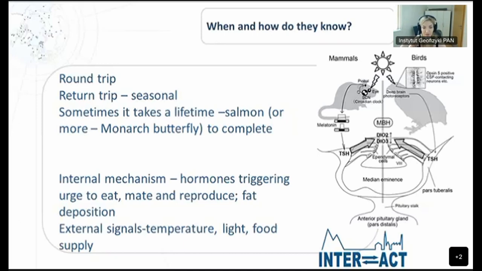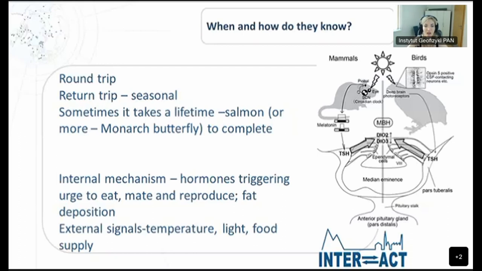or even more than a lifetime in the case of the monarch butterfly, those butterflies that are also record holders and make very picturesque journeys throughout the US. So if it takes more than a lifetime to complete, how is it possible that they know what to do if they have no memory whatsoever of what was before or what comes after? Especially when it comes to insects like butterflies. So it's a combination of both external factors and internal factors.